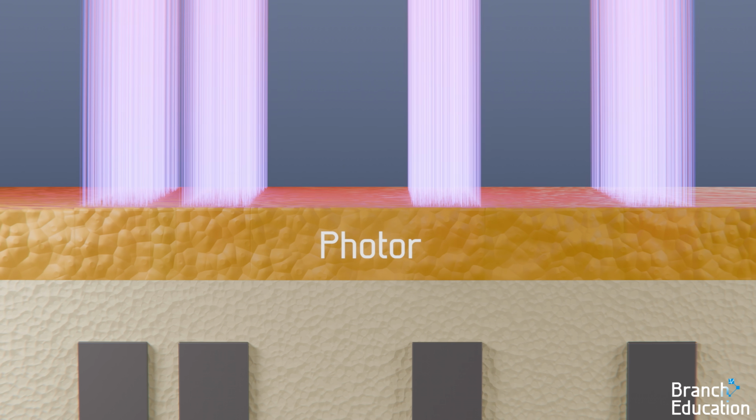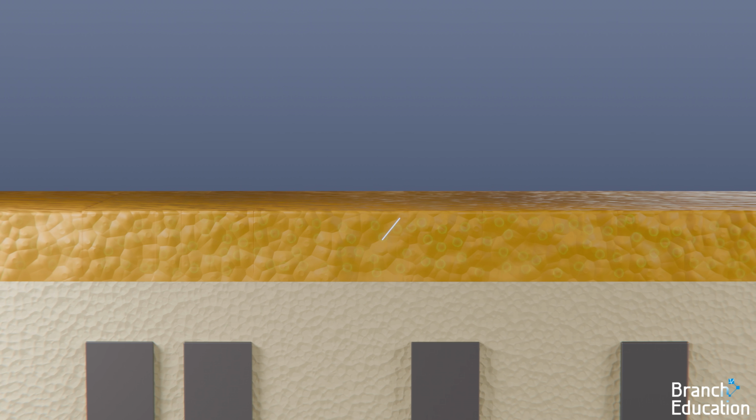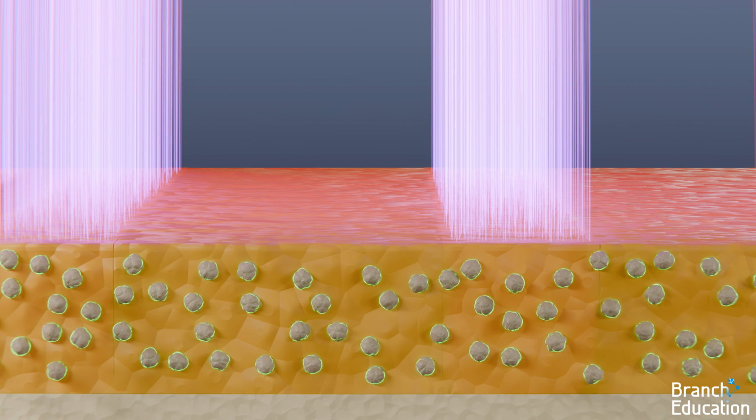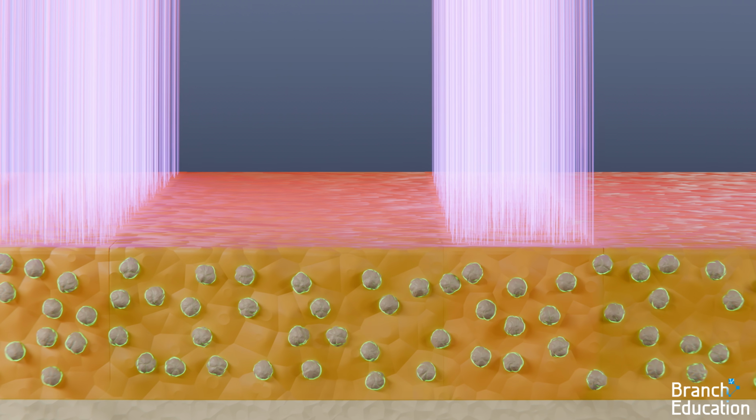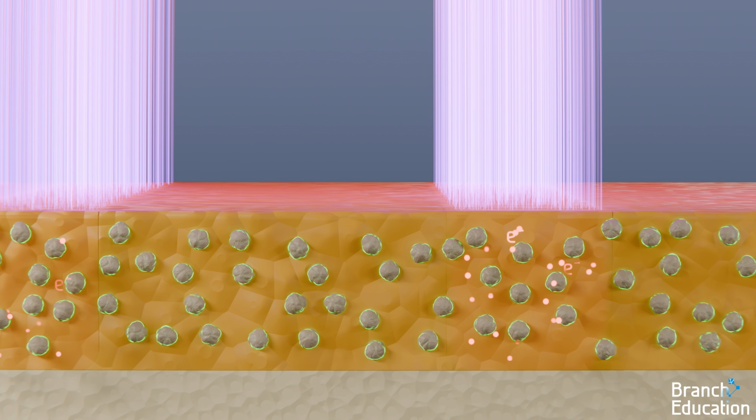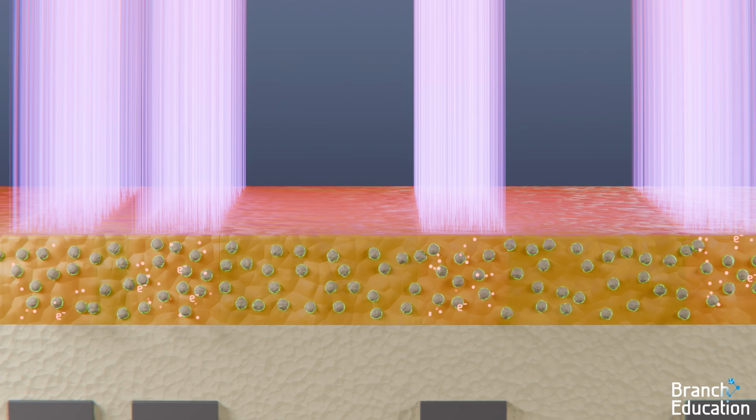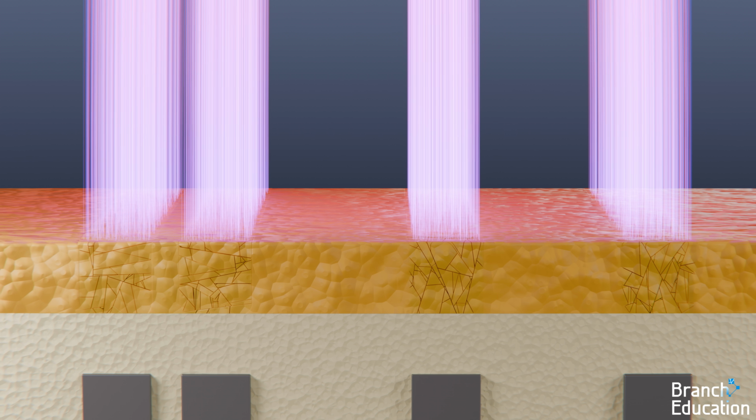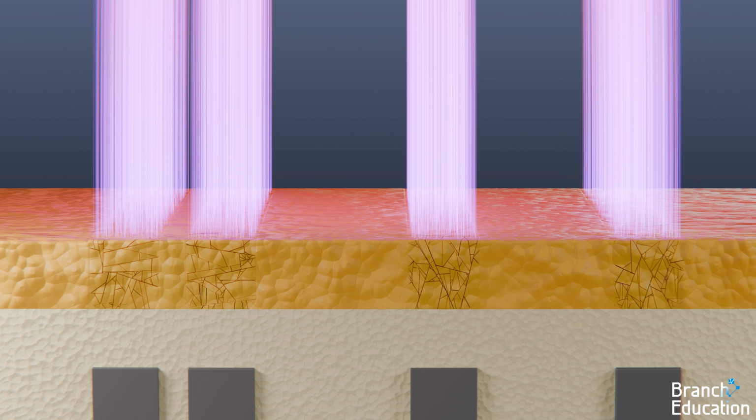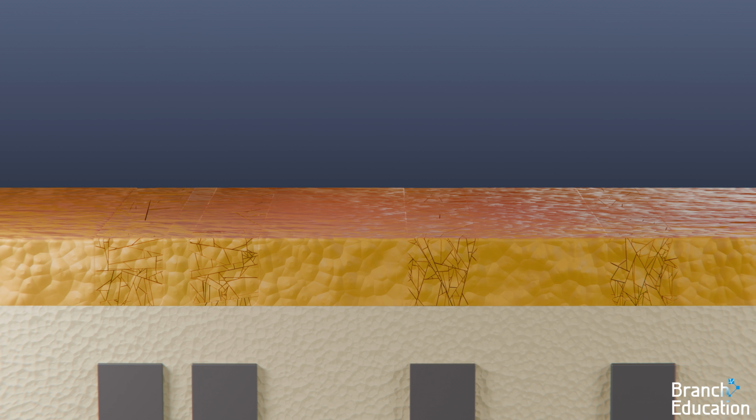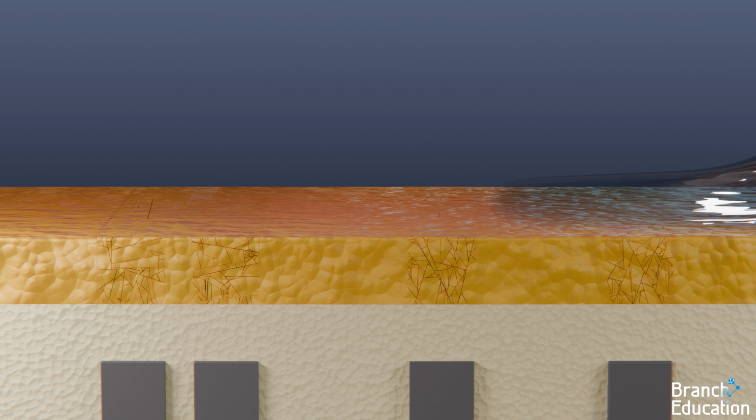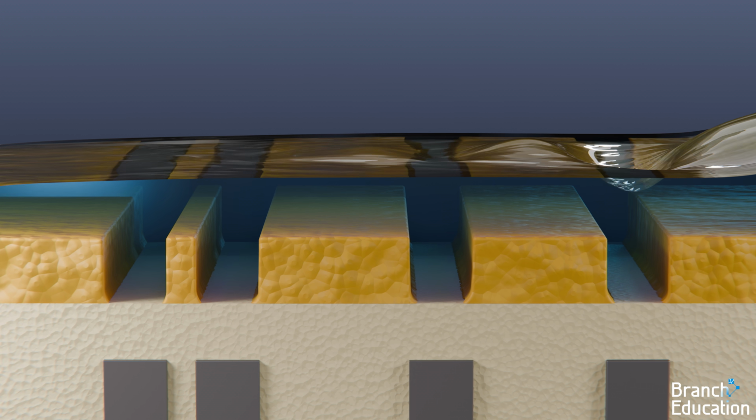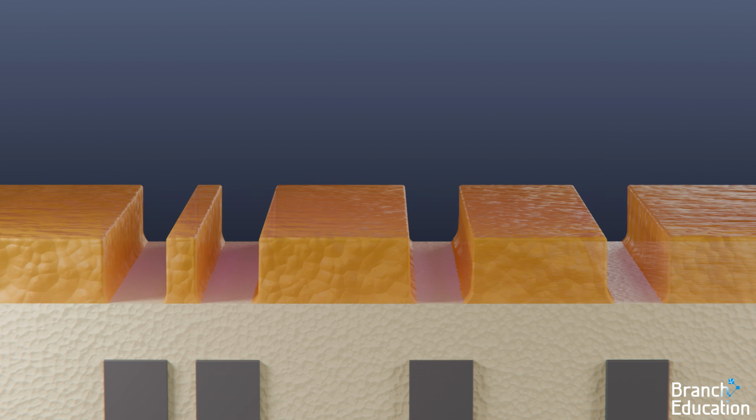Well, resist is a polymer mixed with a photoacid generator. When high-energy EUV photons hit the resist, the light ionizes it, releasing high-energy electrons. These electrons then hit the photoacid generator, producing an acid that breaks apart the polymer, making it weaker. As a result, the areas hit by the EUV light become soluble and are washed away by a developing liquid in the subsequent process step.